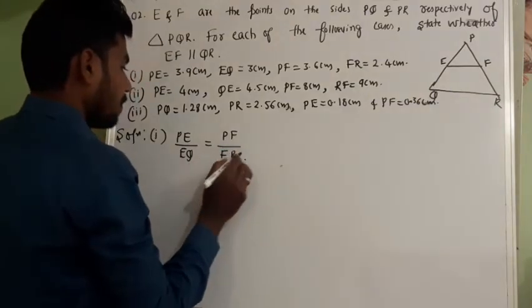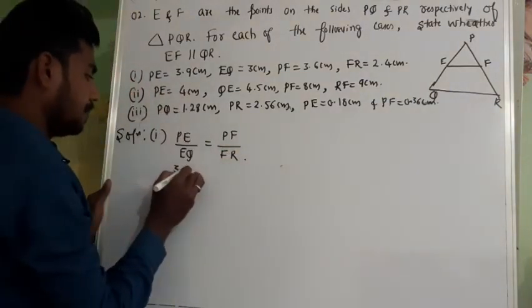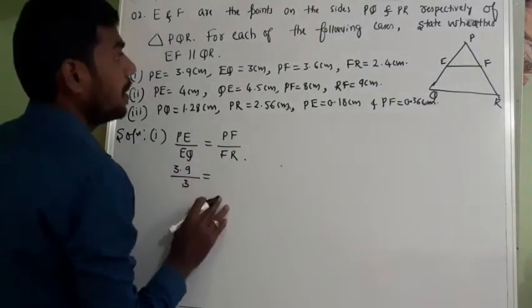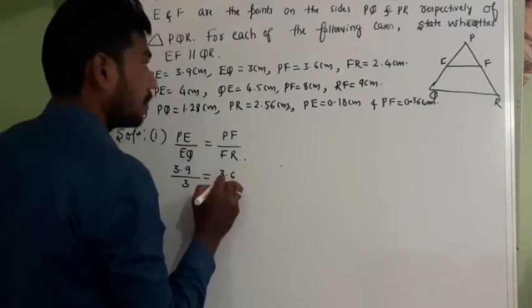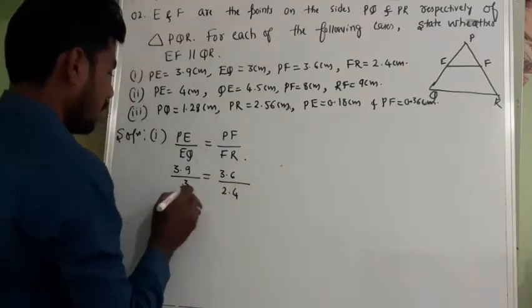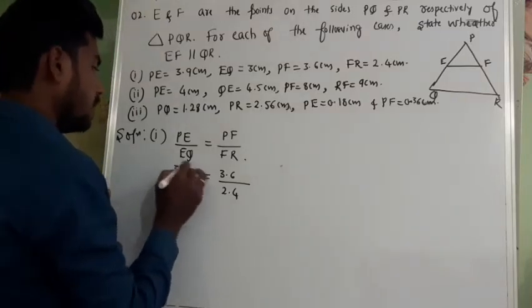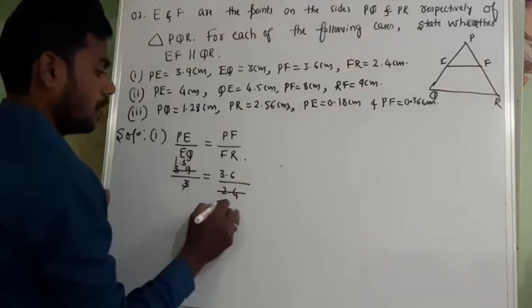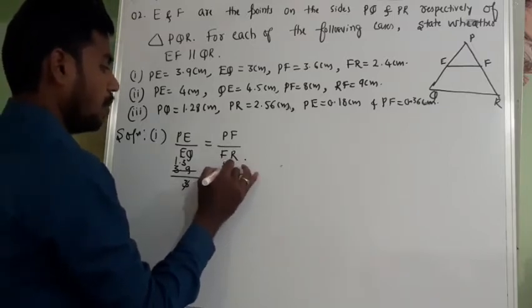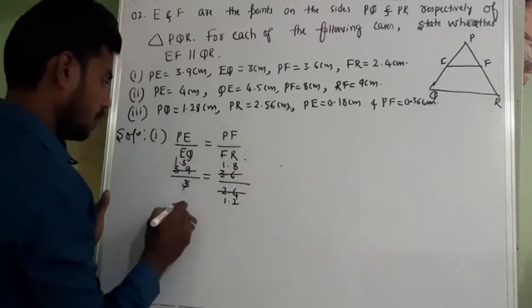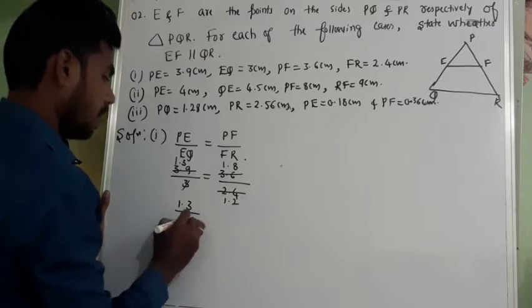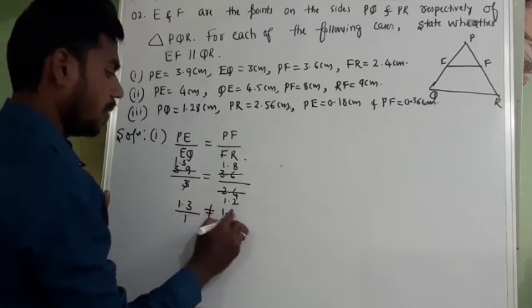Now, what is PE here? 3.9 divided by, what is EQ here? 3 centimeter. What is PF here? 3.6. What is FR? 2.4. See, 3 ones are 3, 3 threes are 9, 2 twelves are 24, 2 eighteens are 36. So 1.3 by 1 is not equal to 1.8 divided by 1.2.